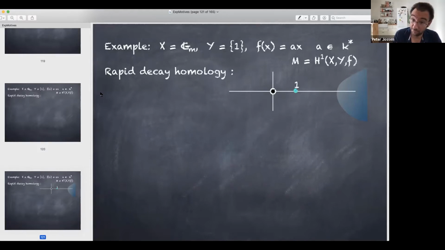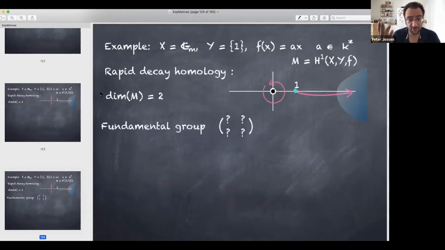And so if you stare at this picture, you will see two cycles. One is the standard cycle around 0. And the other cycle is a path that goes from 1 to, here in the picture, infinity, that is, from 1 to the region where the real part of f is large. And this is a basis of cycles for rapid decay homology. The dual would be the rapid decay cohomology. So you can already see that the motive M is 2-dimensional, so its underlying vector space is 2-dimensional. And the fundamental group, therefore, is some subgroup of GL_2. We don't know which yet, but there are not so many subgroups of GL_2, so the list is pretty short.